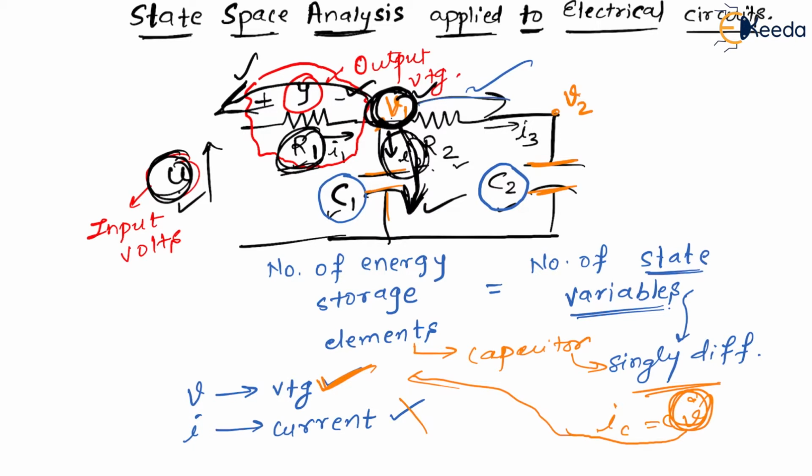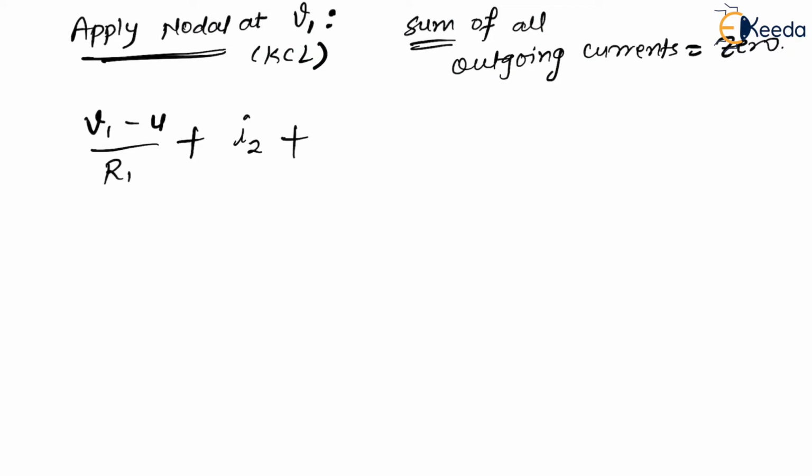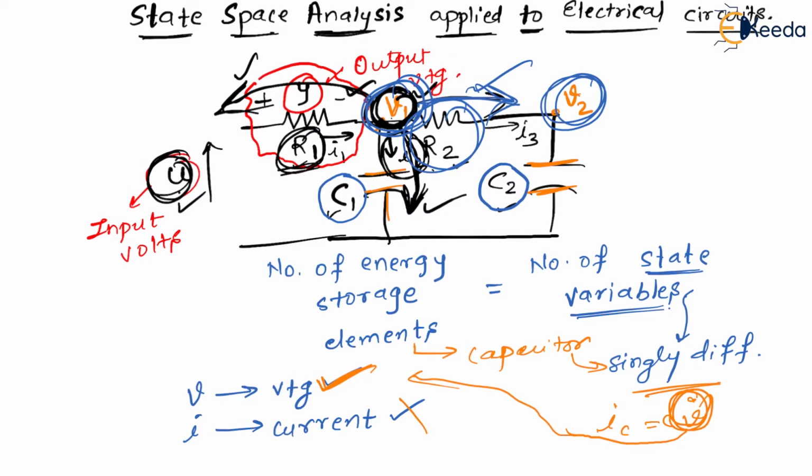Now let us think of this current. How much is this current? Yeah, this current is going to be this voltage V1 minus V2 divided by this resistance R2. So plus V1 minus V2 divided by R2. This is going to be equal to 0.